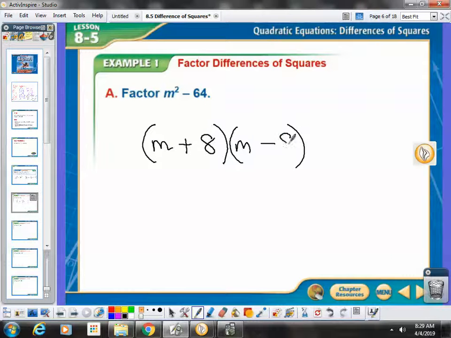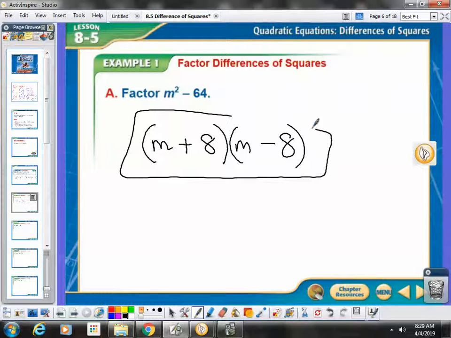So one factor is going to be m plus 8. The other factor is going to be m minus 8. That's it. How could I get back to the original problem? FOIL it. Now I want to show you something real quick, guys.